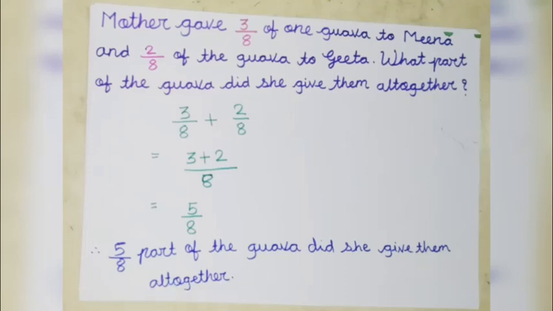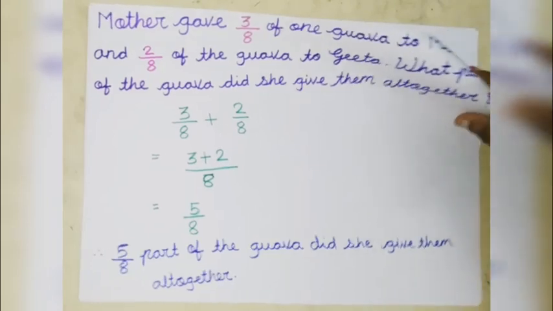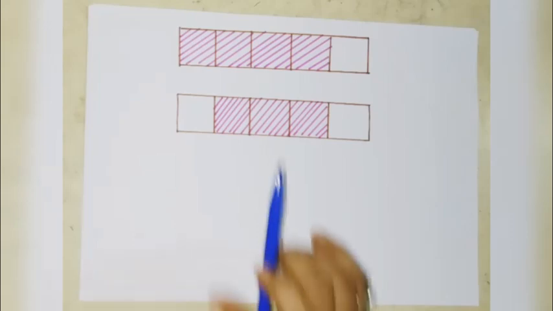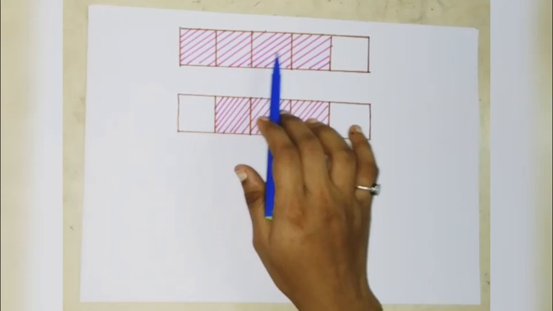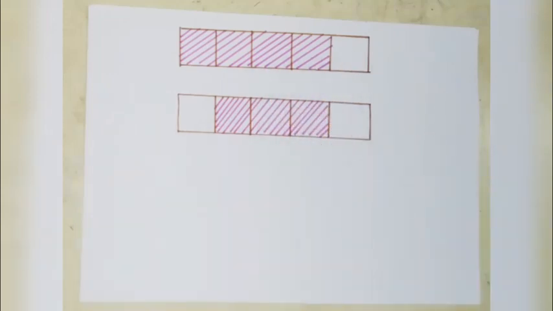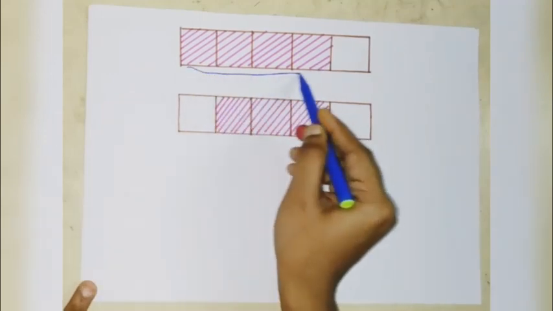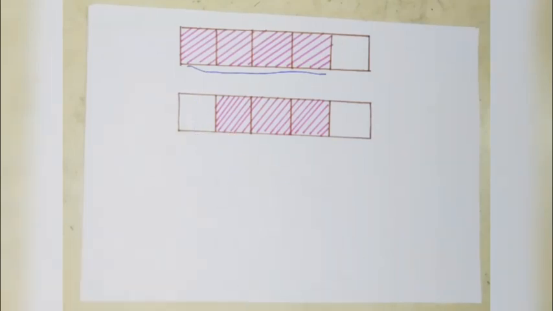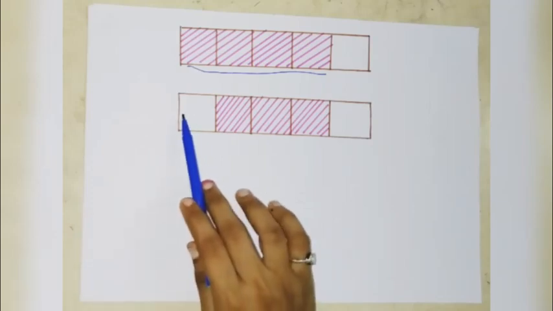Okay, children. Now we will see subtraction of like fractions. Here, a strip is divided into 5 equal parts. And 4 of them are colored. You all can see that the 4 parts are colored. Now, we remove the color from one of the colored parts. Okay, I have removed color.